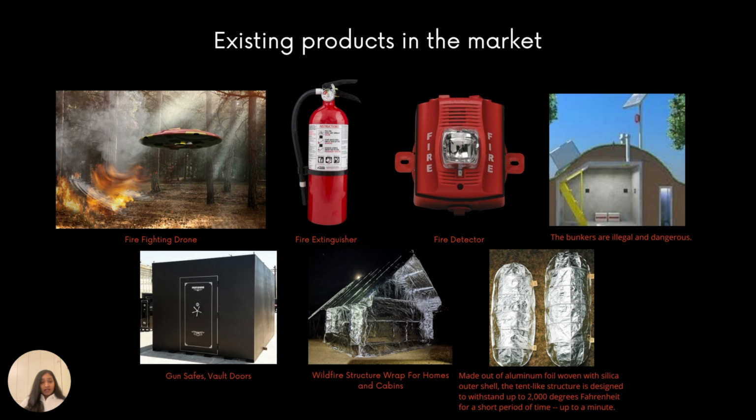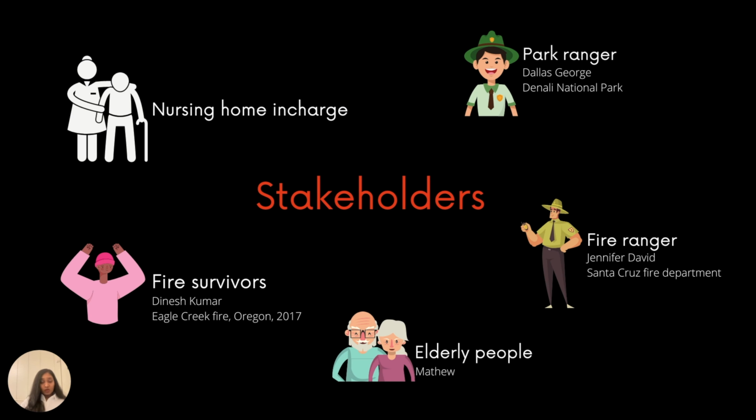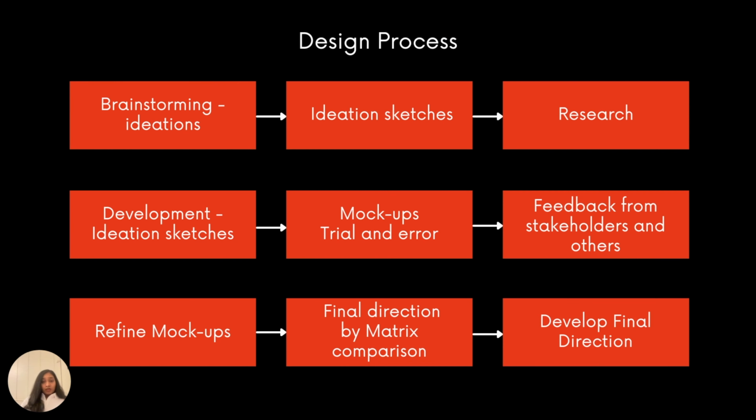These are the existing products in the market in terms of fire, like firefighting drone, fire extinguisher, fire detector, bunkers, then these aluminum foil-like structures which will protect from very high heat. There are various stakeholders involved in my project, like park rangers, fire rangers, old people, fire survivors, and nursing home in charge.